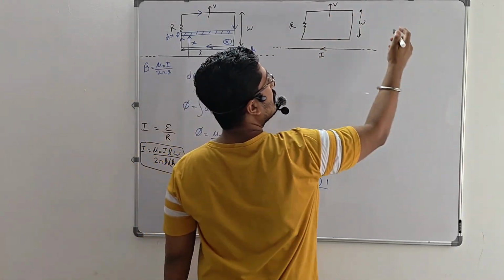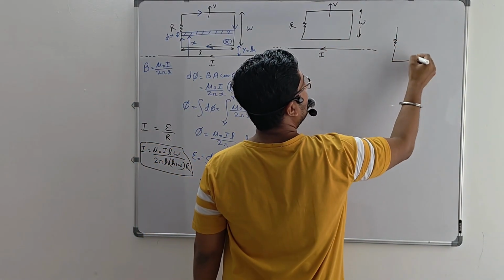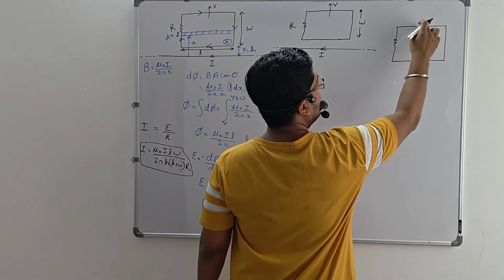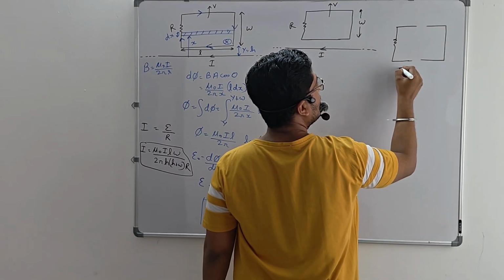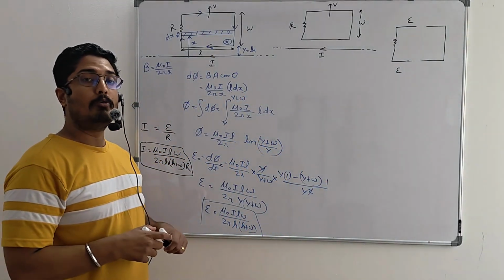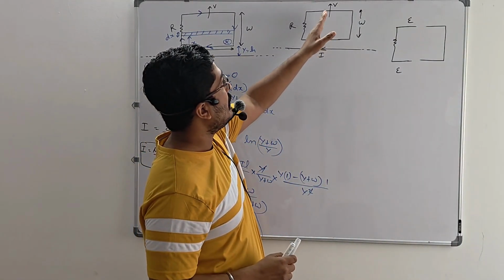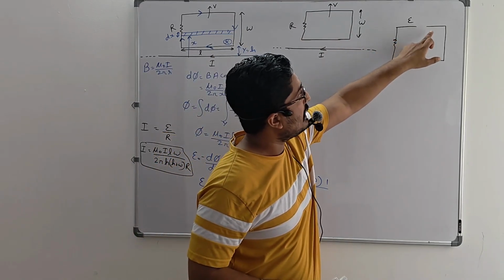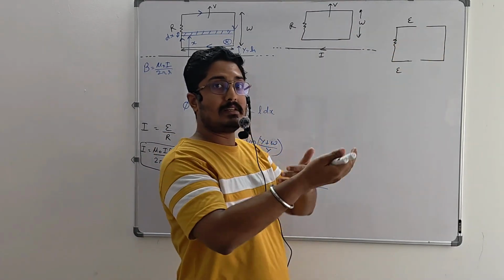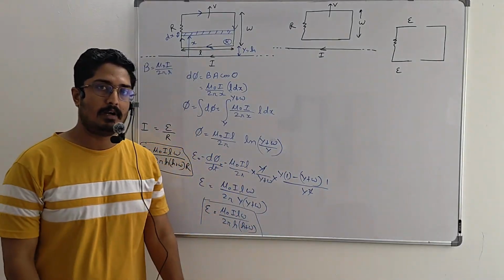So now this loop will behave like an electric loop with one battery here, and we have to identify the EMF of the battery. First of all, we have to identify how the battery would look. Will the battery have plus side here and minus side here? Or will the battery have minus side here and plus side here? Where is the plus of the battery and where is the minus of the battery?